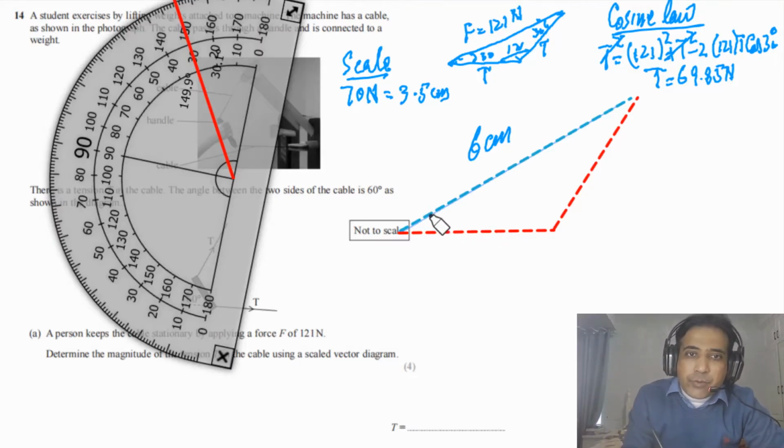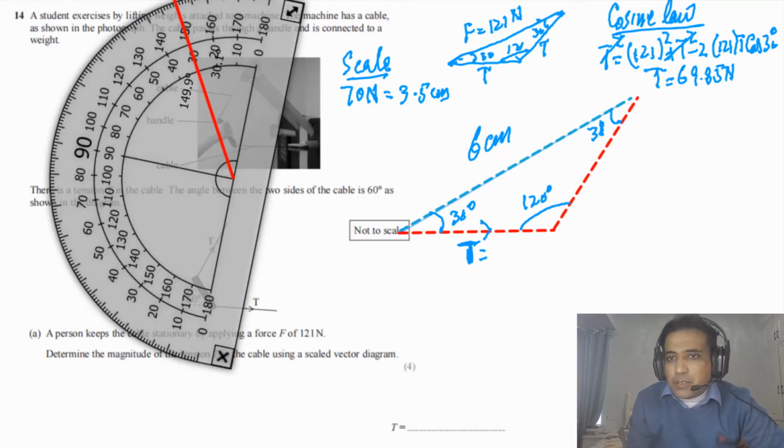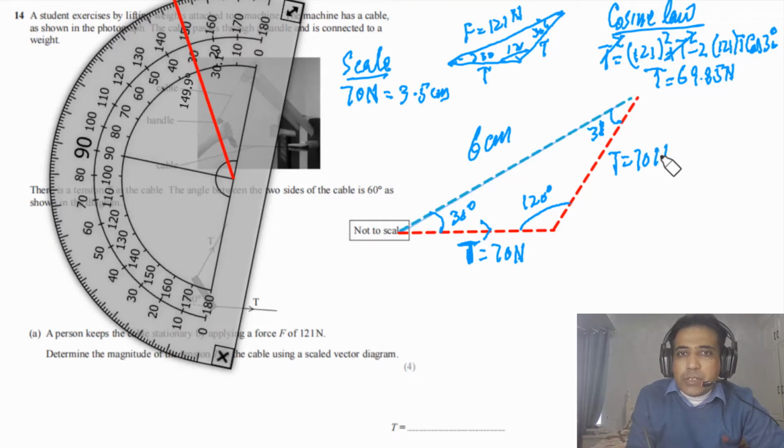Now we can label. So this angle is 30 degrees. This angle we have mentioned, this was 120 degrees, and this angle also has to be 30 degrees. So you have to draw these arrows. So this is the value of T. T is equal to, in this case, 69.85, meaning this is about 70 newtons, and this is also about 70 newtons.